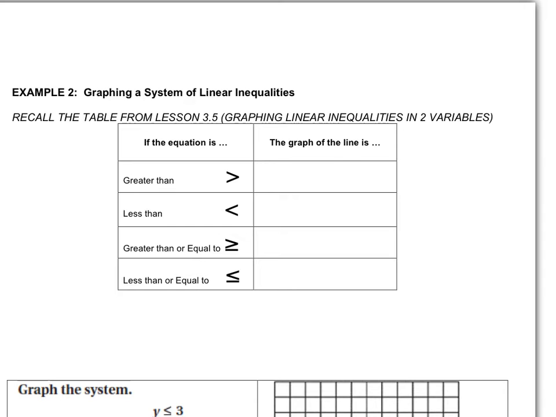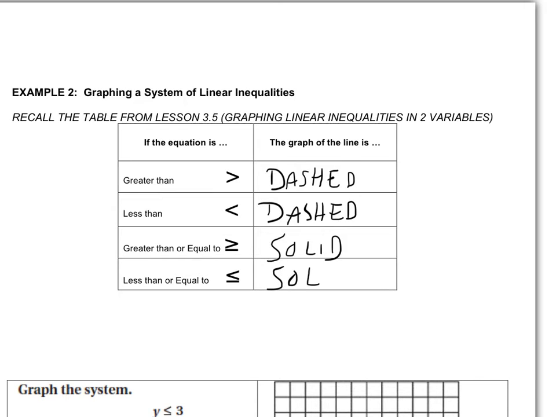Here we just have a little bit of a review. Again, we have the dashed line for our boundary if we have the greater than symbol or the less than symbol. We have the solid line if we have the less than or equal to symbol or the greater than or equal to symbol. And again, that goes with making the boundary part.